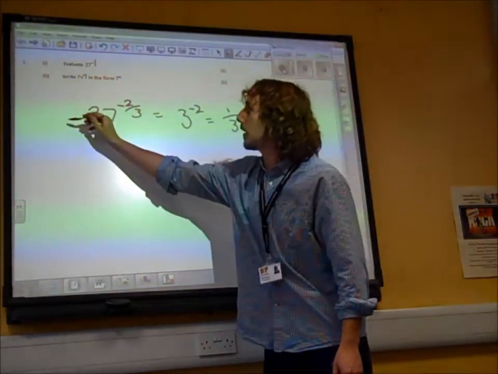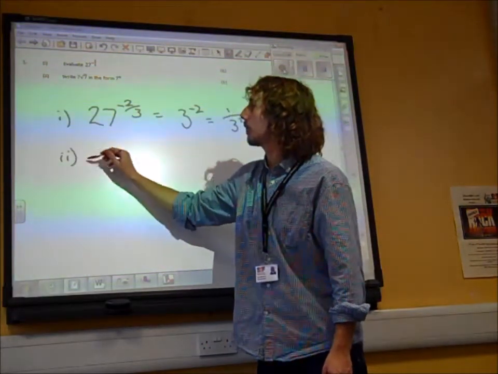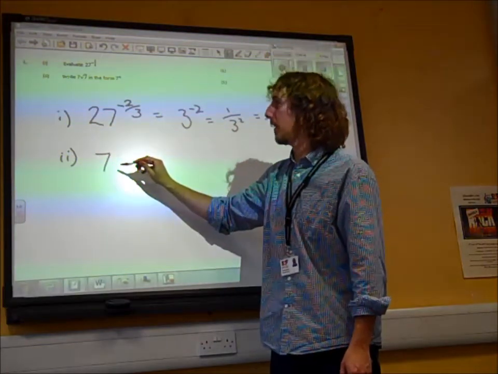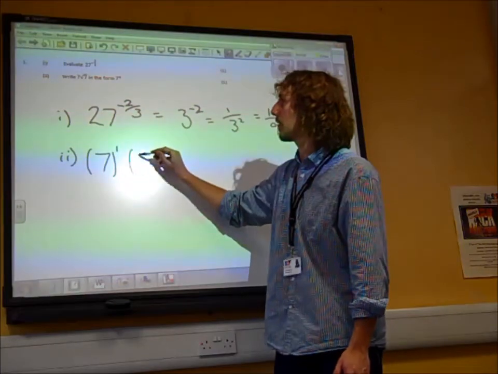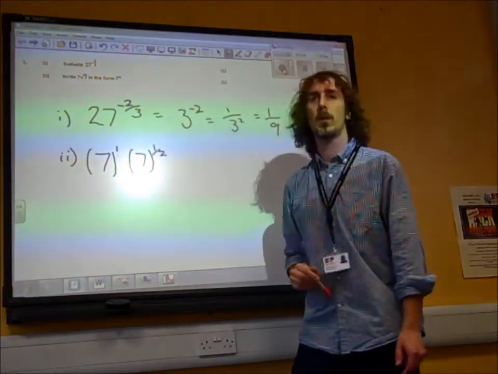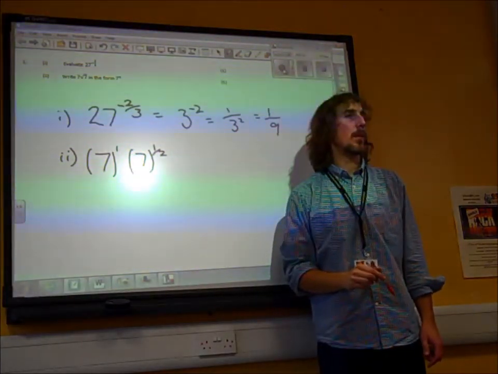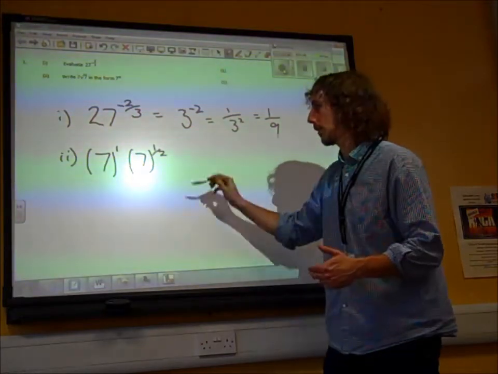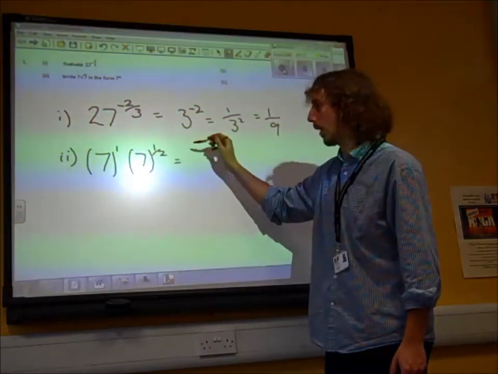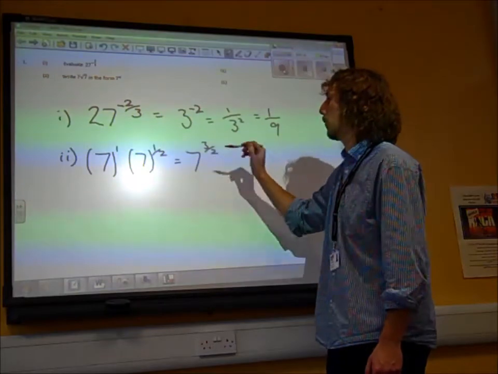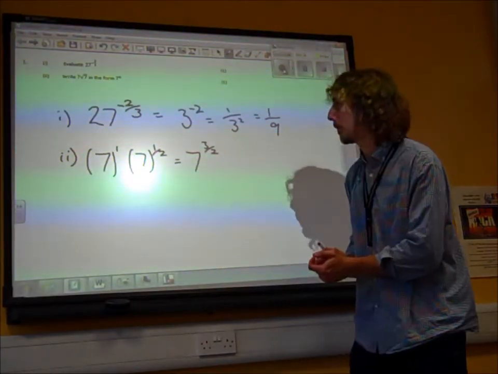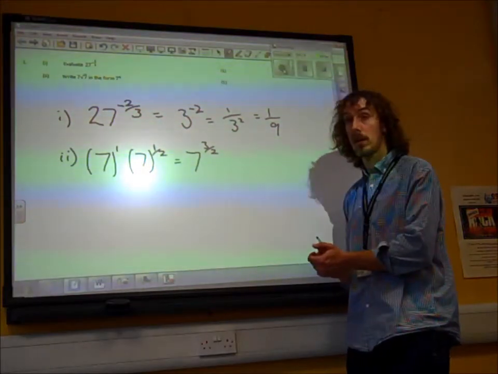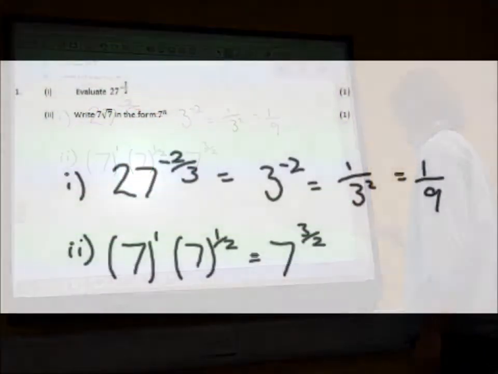Well, this is just using our knowledge of indices. 7 root 7, that's 7 to the 1 times 7 to the half. And we know that when we multiply things, we add the powers, so that is 7 to the 1.5 or 7 to the 3 over 2. It doesn't matter if you wrote 1.5, but 3 over 2 is slightly nicer, isn't it? Good start. Another mark for 7 to the power of 3 over 2.